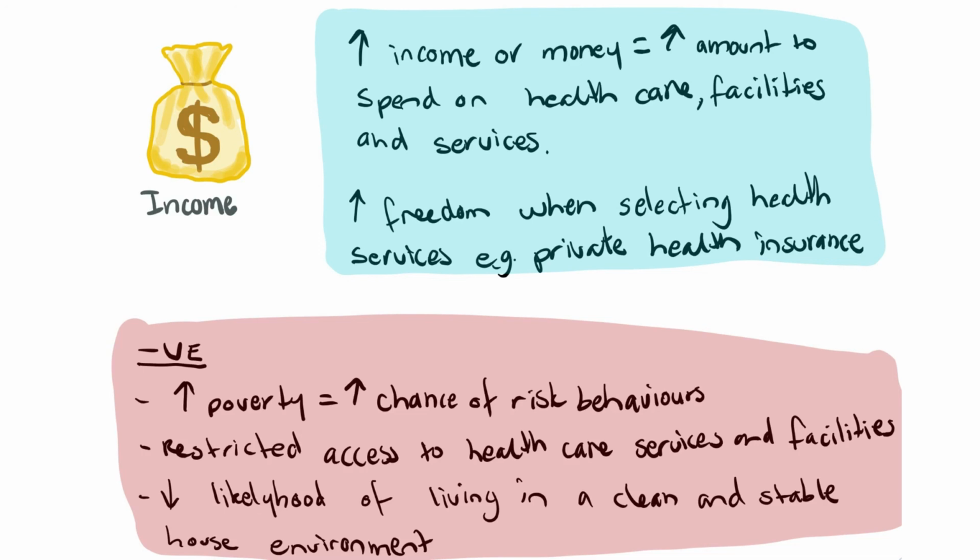And then finally, there's a decreased likelihood of living in a clean and stable house environment. We know that, having a look at those individual determinants, an individual needs a roof over their head, clean water, electricity, and a family environment to be able to feel supported and to help them make positive decisions in relation to their health. So if somebody is exposed to lower incomes or no income at all, they're unable to establish that healthy living environment in relation to a clean and stable house.